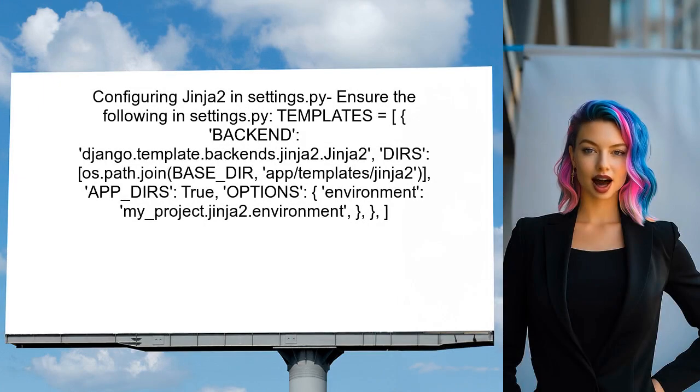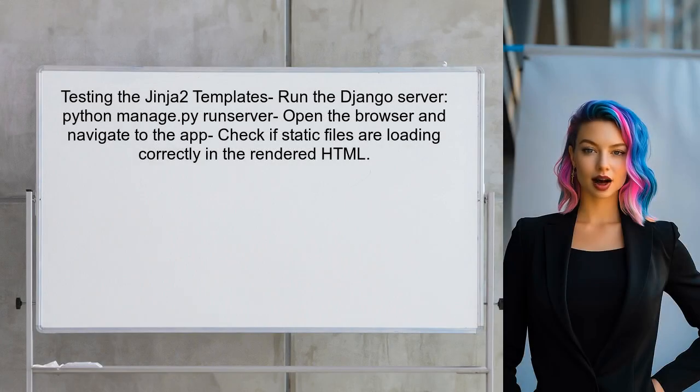Next, the user should ensure that their settings are correctly configured to use Jinja2. This includes specifying the correct directories for templates in the settings.py file. Finally, the user should test their templates to confirm that static files are loading correctly. This can be done by running the Django server and checking the rendered HTML in the browser.